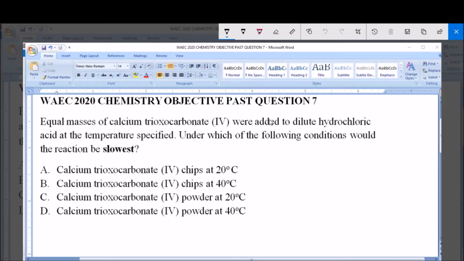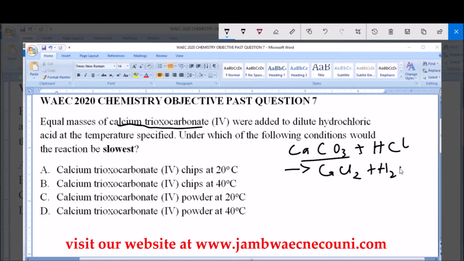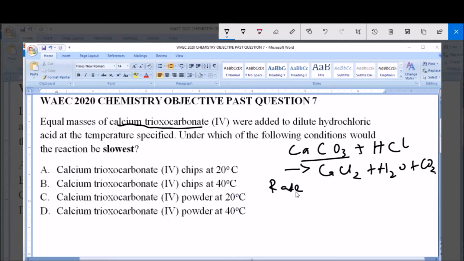So we are looking at one of the reactions of calcium trioxocarbonate(IV), which has a chemical formula of CaCO3, and one of its reactions is with hydrochloric acid, HCl, to yield calcium chloride, water, and carbon dioxide. Now, this reaction has a certain rate, as with other chemical reactions. It has a speed at which the reaction takes place. However, there are some things you can do to increase the rate of the reaction, to make the reaction faster.